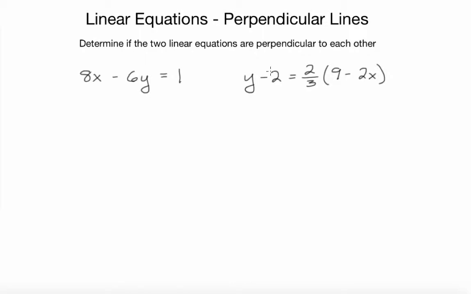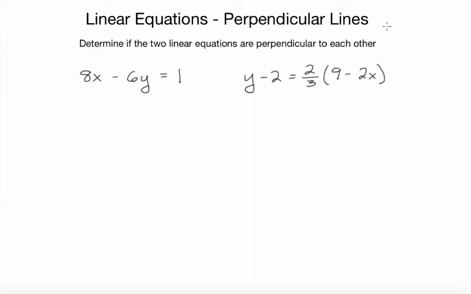So in this problem, I want to go over how we determine if two linear equations are perpendicular to each other. I've got a couple equations here. We could graph them and visually see what's going on. But if you want to show two lines are perpendicular to each other, you need to get into the slopes. Find the slope of each line, compare them, and if you remember, perpendicular lines have slopes that are negative reciprocals.